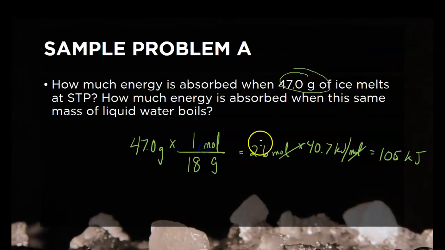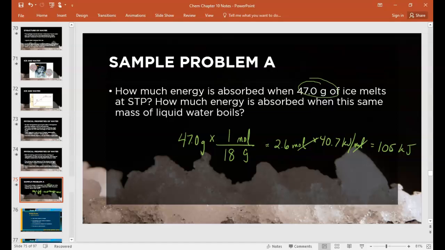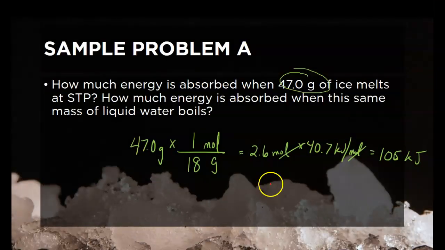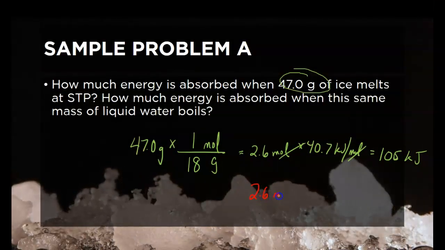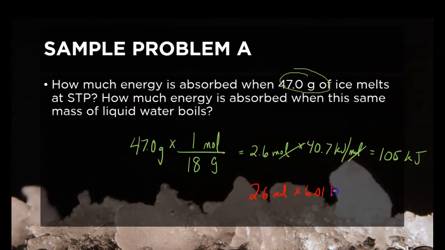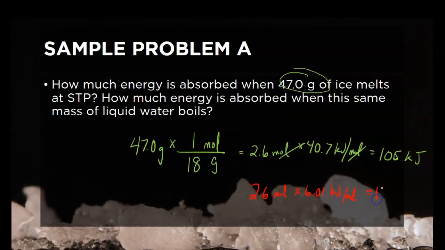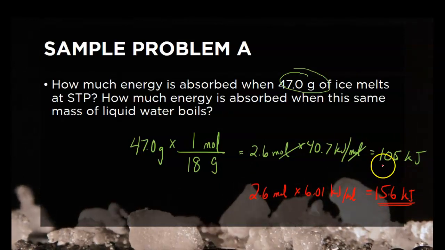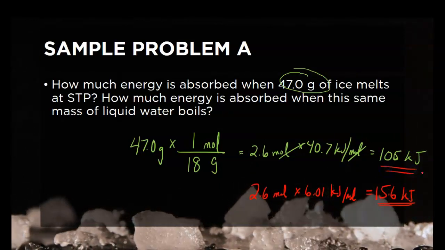And then, how about to melt it? To find out how much it would take to melt that much ice, we look at the fusion. The fusion of water is 6.01 kilojoules per mole. So I could take 2.6 times 6.01. Does it say 15.6 kilojoules? So that's how much it would take to melt that much ice. That's how much it would take to boil that much water.